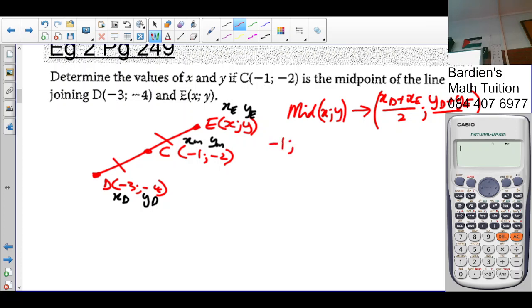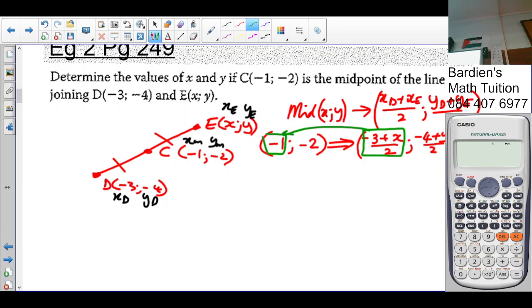The midpoint (-1, -2) should give us what? xD, negative 3 plus x over 2, and negative 4 plus y over 2. Can you see that, people? So now you see this negative 3 plus x over 2 is equal to what? Negative 1. So you say -3 plus x over 2 is equal to negative 1.